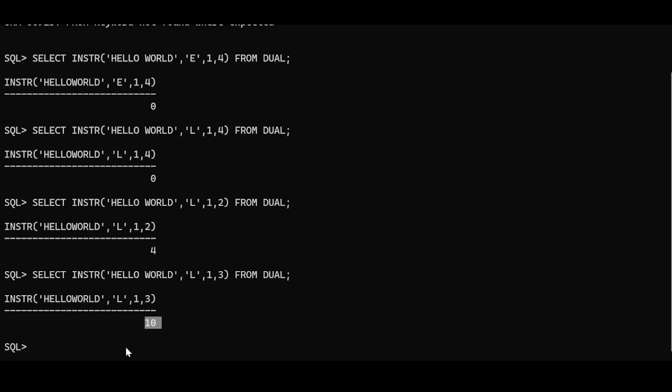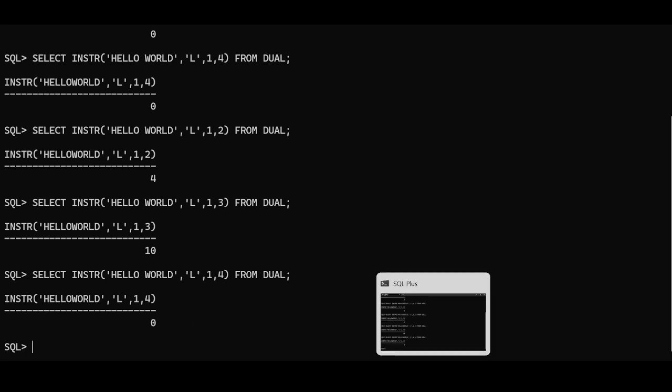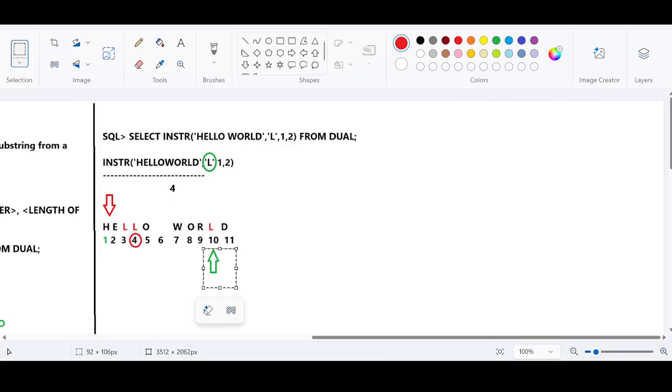We're getting 10. If you want to find the fourth L occurrence, you just change this to 4, and you don't see any occurrence for the fourth time. There are only 3 occurrences, so the fourth occurrence is not there in the given string. That's why you're getting 0. Are you able to get this? Yes, sir.